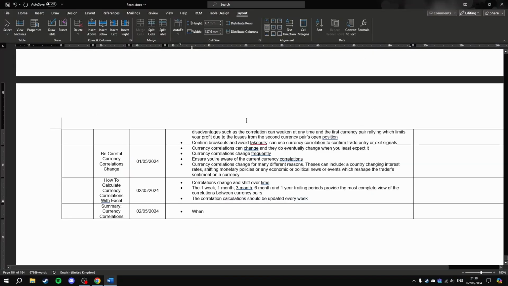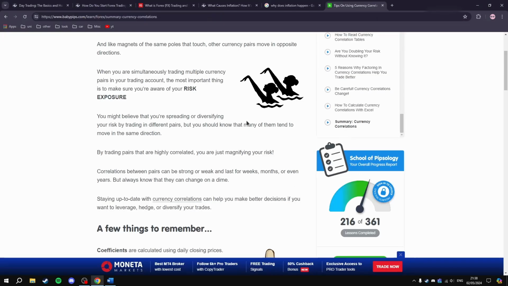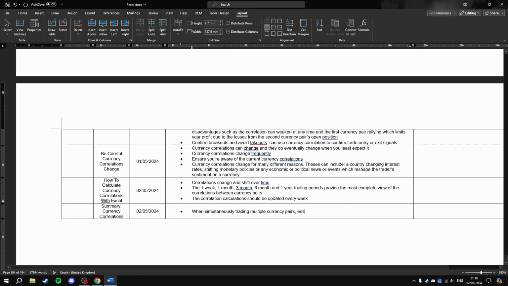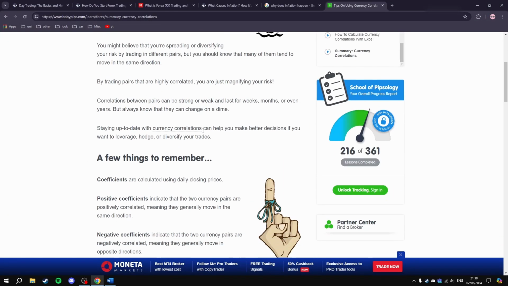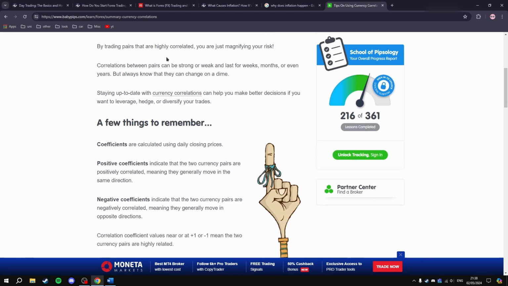So when simultaneously trading multiple currency pairs, ensure you're aware of your risk exposure. By trading pairs that are highly correlated, you are just magnifying your risk. Correlations between pairs can be strong or weak and last for weeks, months, or even years, but always know that they can change on a dime.